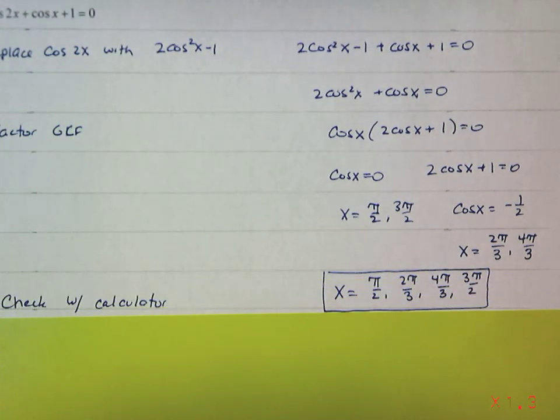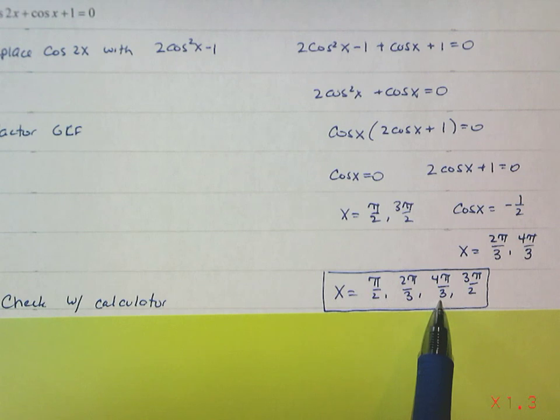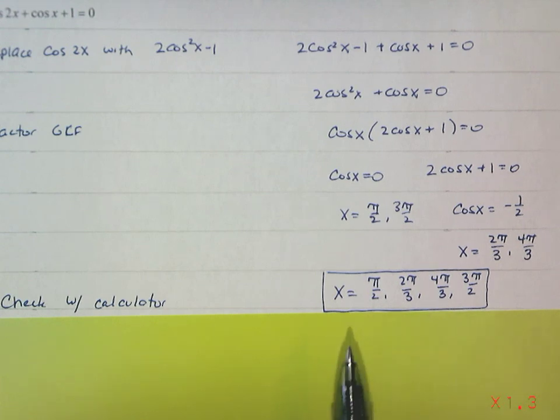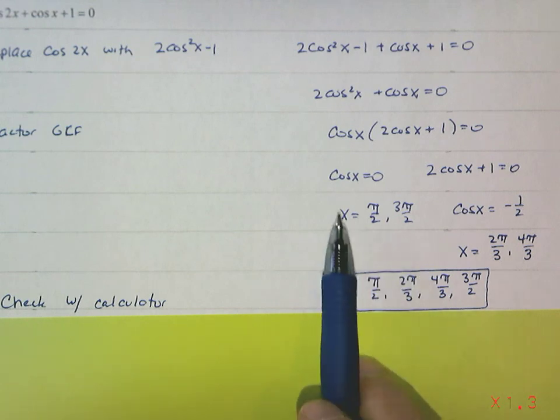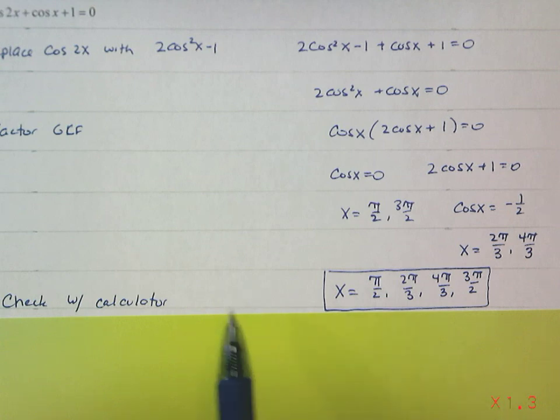So all my answers, the pi over 2, the 3 pi over 2, the 2 pi over 3, and the 4 pi over 3. It doesn't matter the order. A lot of times books want them in order from least to greatest. I'm not going to care which way you write it. You could even box both these answers here. But then I would just check with a calculator by plugging these values back in.